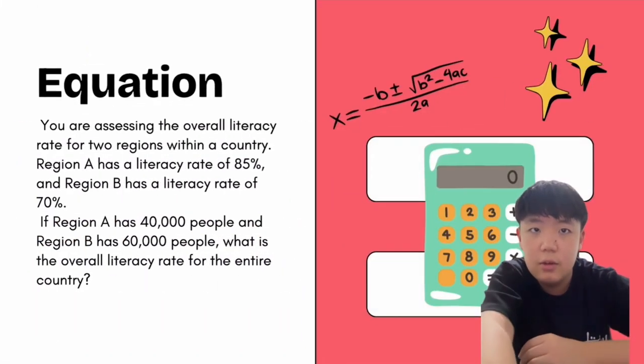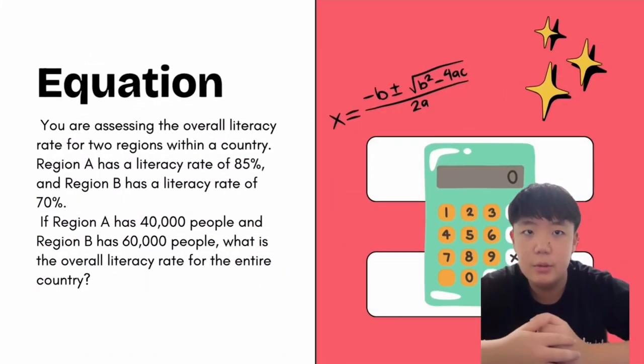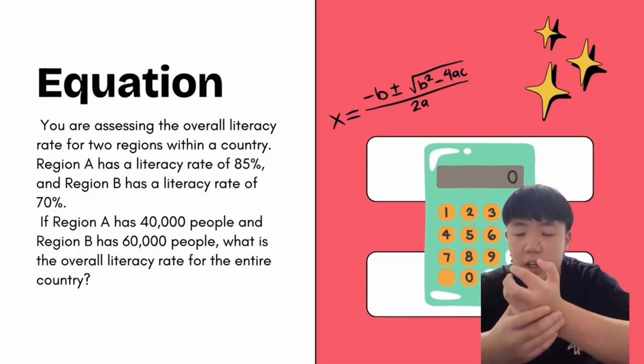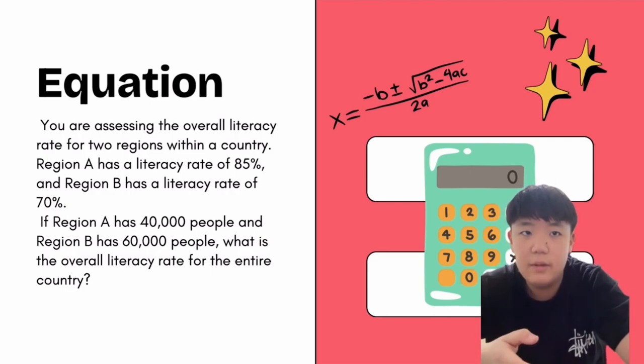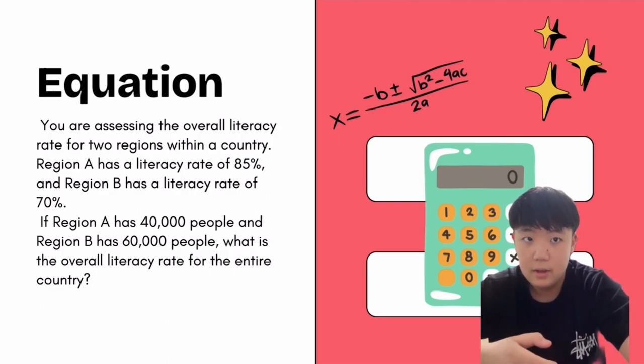Equation: you're assessing the overall literacy rate of two regions within a country. Region A has a literacy rate of 85% and Region B has a literacy rate of 70%. If Region A has 40,000 people and Region B has 60,000 people, what is the overall literacy rate of the entire country?